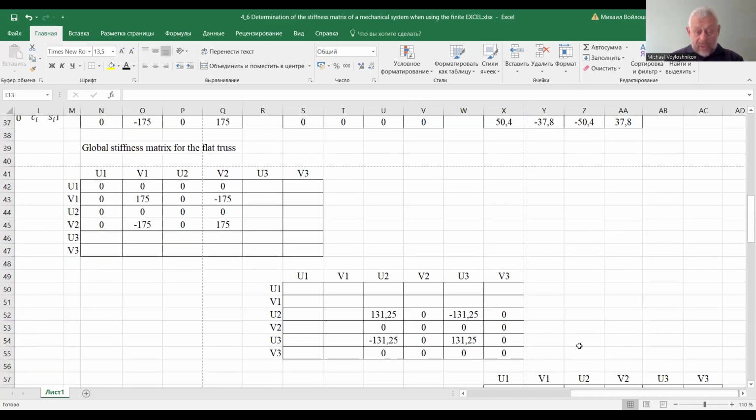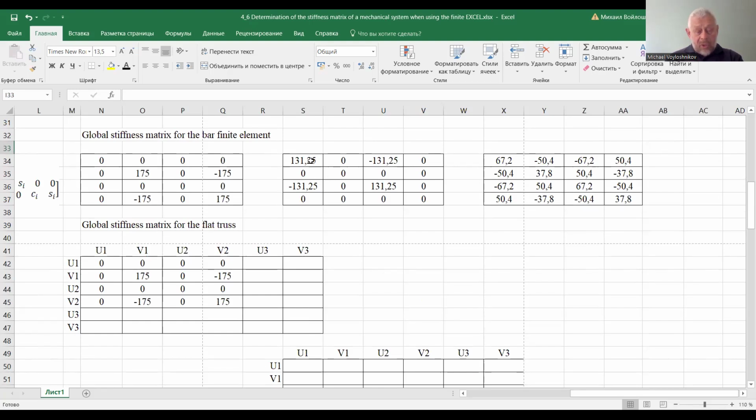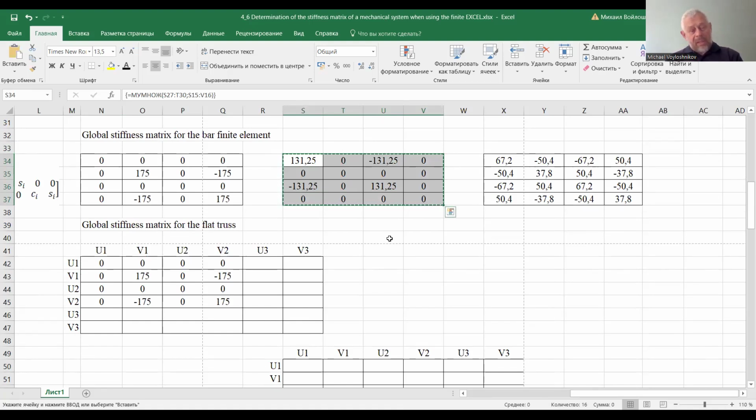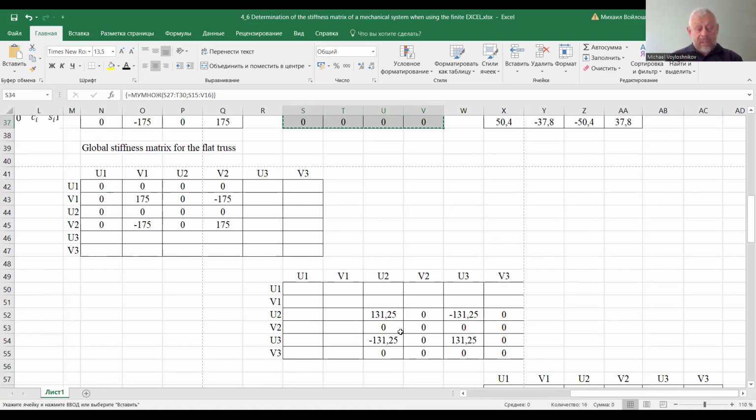The same we do for the second matrix, the second finite element, because the second finite element is located between node 2 and the next node. So the abscissa of the displacement of node 2 in the global coordinate system and the ordinate of displacement of node 2 are the beginning of the second finite element, and then its end. So we have to copy this second finite element stiffness matrix in the global coordinate system and insert it in the definite range in the cells of the global stiffness matrix for the flat truss.